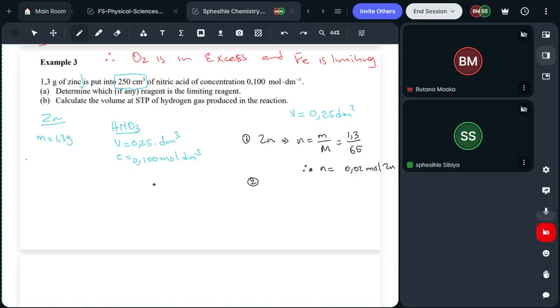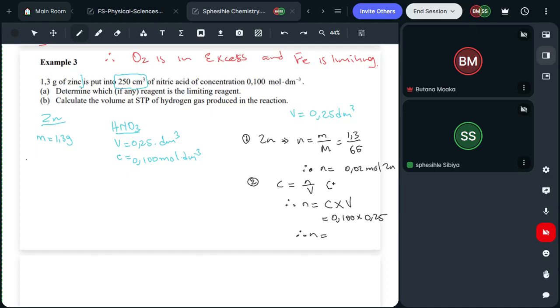But now you look at the given information. You have concentration, you have volume. You need to choose the formula that has C and volume. You remember that formula that says C is equal to N over V. This is the formula that will help us make N subject of the formula. N will be the concentration multiplied by the volume. So the concentration, that's 0.100, multiply that by 0.25. The answer that you get is the number of moles for nitric acid.